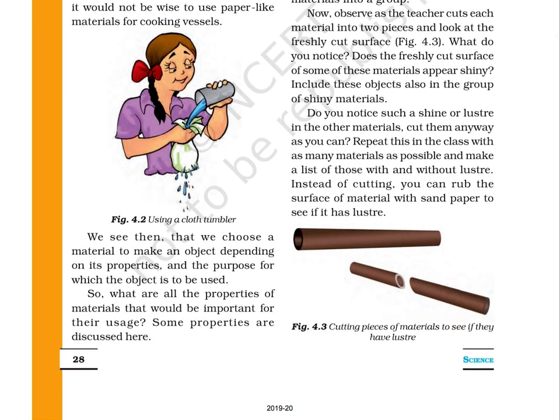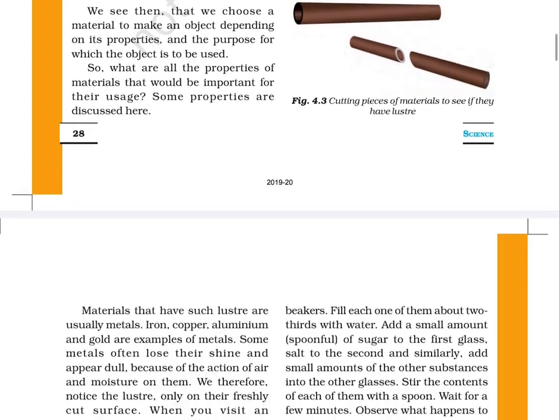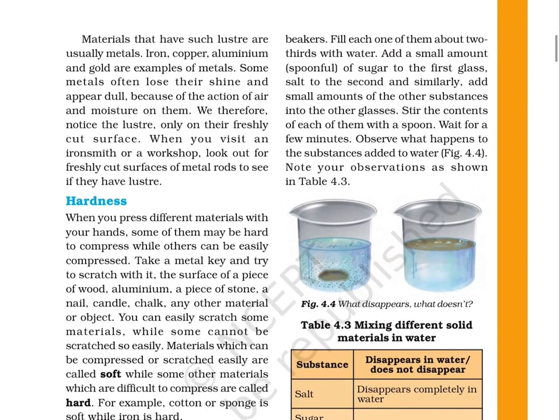Repeat this in the class with as many materials as possible and make a list of those with and without luster. Instead of cutting, you can rub the surface of material with sandpaper to see if it has luster. Figure 4.3 shows cutting pieces of materials to see if they have luster. Page 29. Materials that have such luster are usually metals.